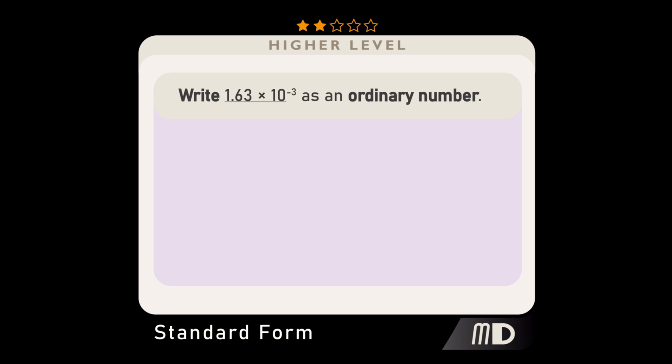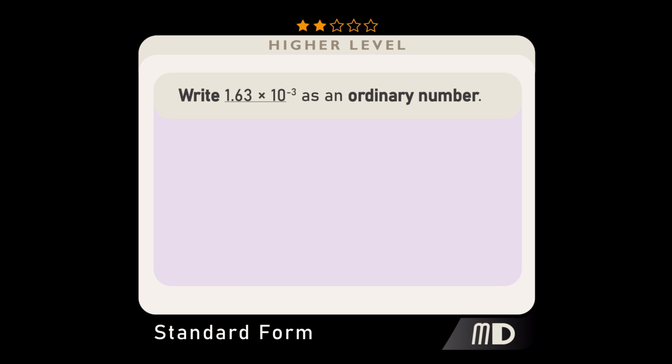For a standard form exponent, the sign tells us the direction that the digits move, and the number tells us how far to move them, while the decimal point remains fixed. An exponent of -3 tells us to move the digits 3 places to the right, using zeros as placeholders.